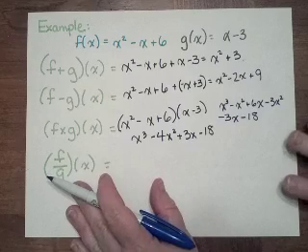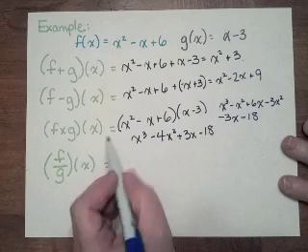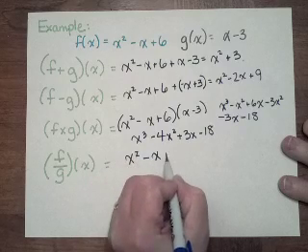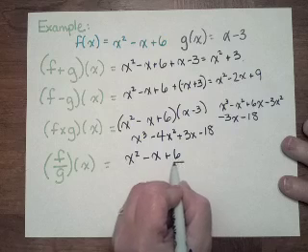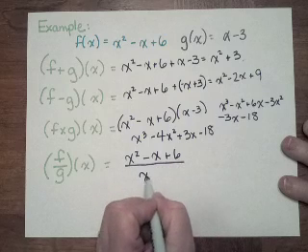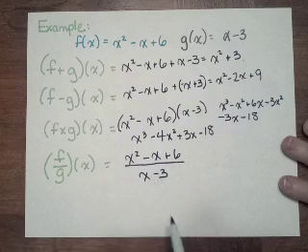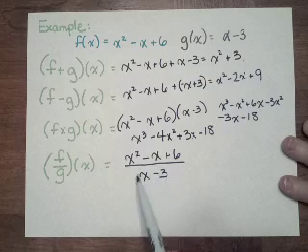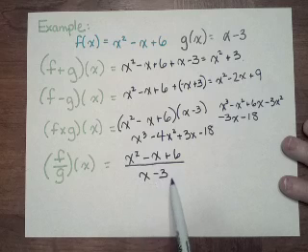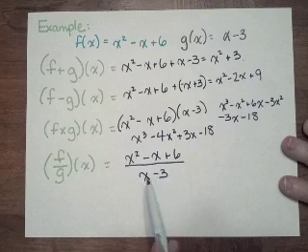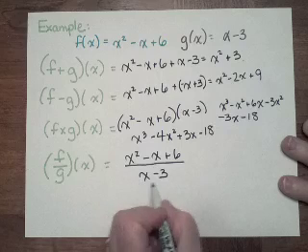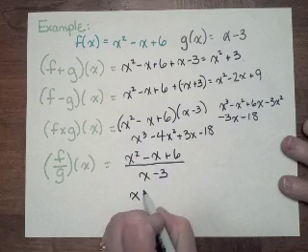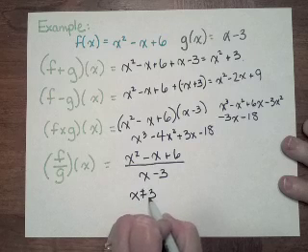And finally, dividing my functions. So this time I put x squared minus x plus 6 over x minus 3. Well, once again, I have x minus 3, and I cannot have that equal to 0. And the x that would make that equal to 0 is 3. And I have to look at this part. So x cannot equal 3.